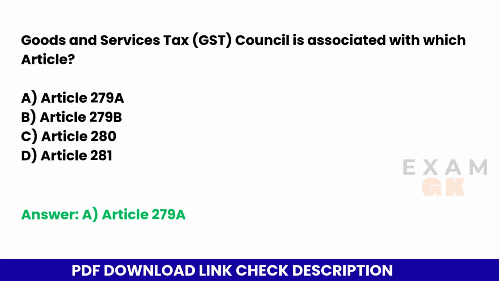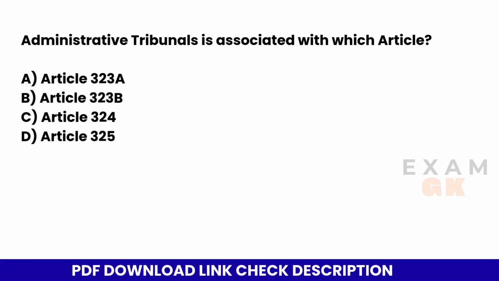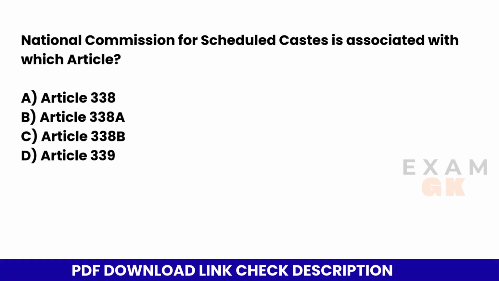Answer A. Article 279A. Finance Commission is associated with which article? Answer B. Article 280. Administrative Tribunals is associated with which article? Answer A. Article 323. A National Commission for Scheduled Castes is associated with which article?